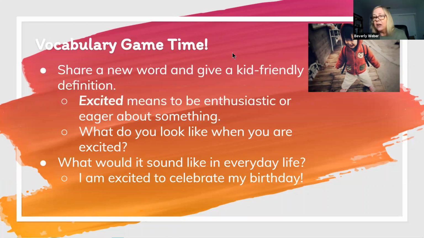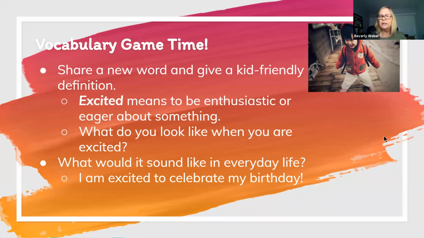What would it sound like in everyday life? We showed with our bodies what excited means. What would it sound like to talk about excited? I might say, I am excited to celebrate my birthday. Maybe I'll say, I am excited to see my family. Think about what you might be excited about.